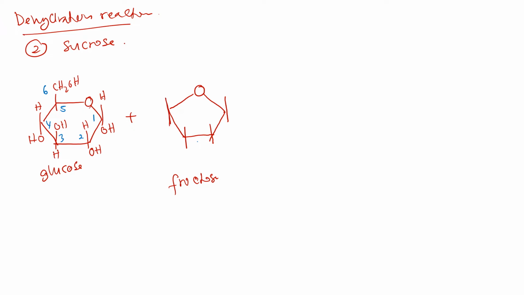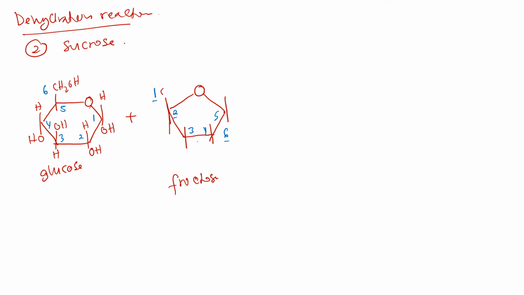Okay, you draw a straight line. Now you number the carbon atoms. For fructose it is a bit different, where carbon number 1 is here: carbon number 1, number 2, number 3, number 4, number 5, and then number 6 is here. Now you complete all the atoms that attach to each of the carbons.